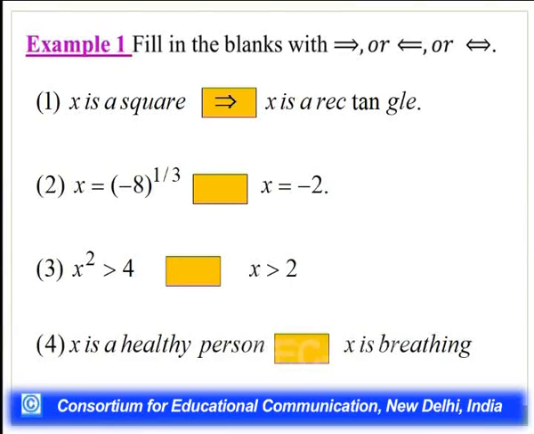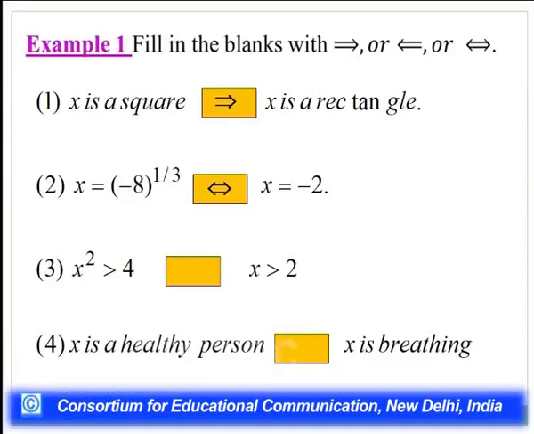Okay, now the second statement says on the left hand side, X is equal to minus 8 to the power 1/3, or the cube root of minus 8. And the right hand side proposition is X is equal to minus 2. Here we can see that both propositions are equivalent, because if I solve the left hand side proposition, that is X is equal to the cube root of minus 8, which implies that X is equal to minus 2. So here we will enter the equivalence arrow.